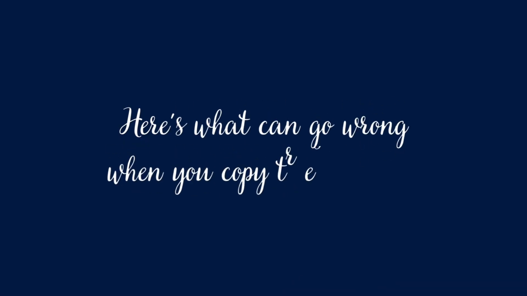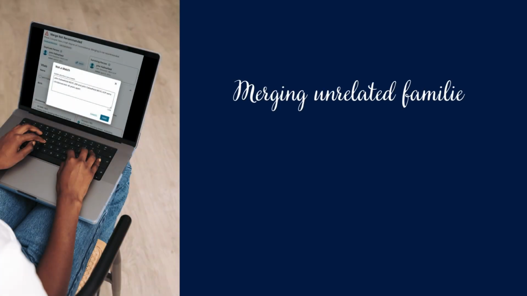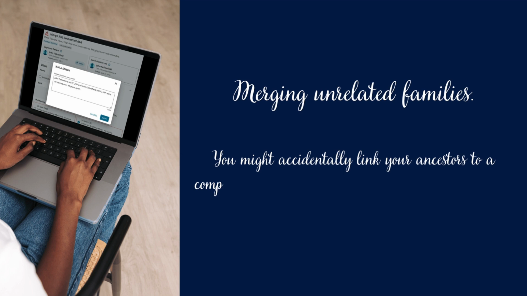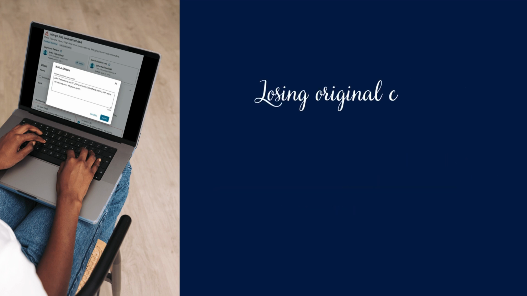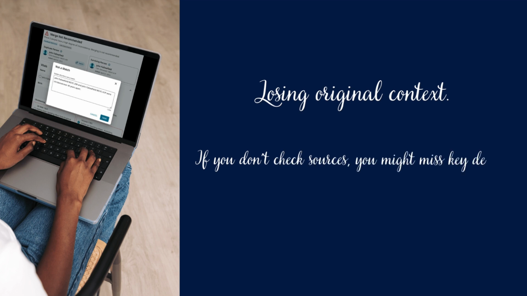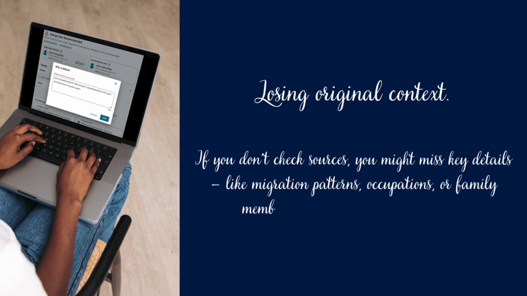Here's what can go wrong when you copy trees blindly. Merging unrelated families. You might accidentally link your ancestors to a completely different family just because they share the same name or birthplace. Losing original context. If you don't check sources, you might miss key details, like migration patterns, occupations, or family members, that help confirm identity.